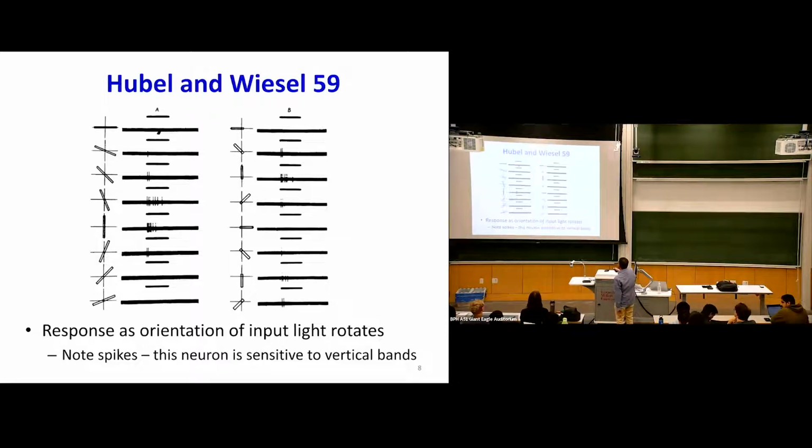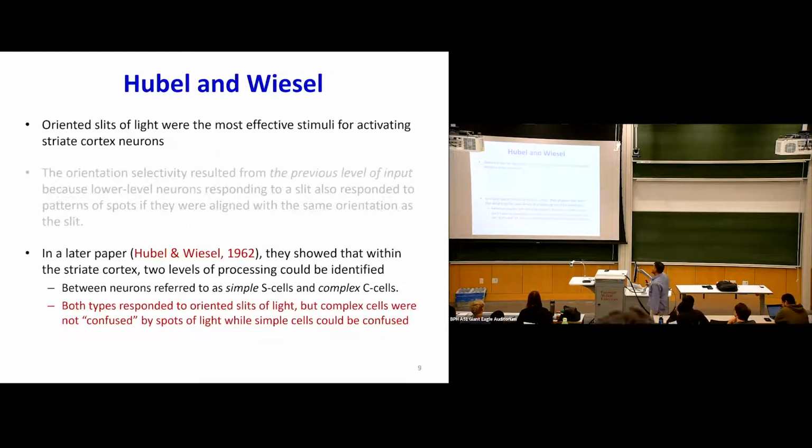It doesn't have to be even a complete pattern. It can be just movement in one direction and the response stays much the same. So basically, oriented slits of light were the most effective stimuli for activating the striate cortex neurons. Basically, the sensors in your brain respond to little vertical, horizontal and angular linear patterns of light. But then there's more to it.